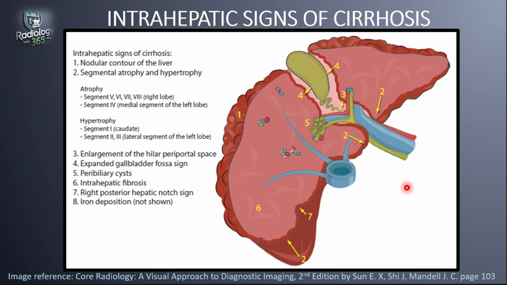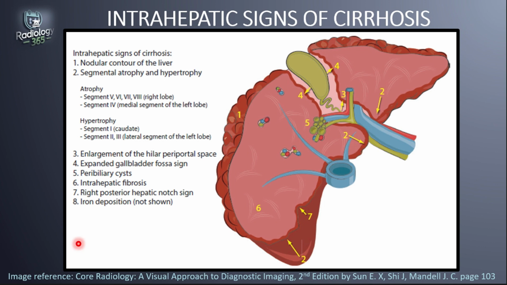So some of the intrahepatic signs of cirrhosis include the nodular surface or contour of the liver. Then you have some segmental atrophy and hypertrophy, especially with regards to the atrophy. You have segments 5, 6, 7, and 8, basically the right lobe undergoing atrophy, and then the left lobe, not the entire left lobe, specifically the lateral segments of the left lobe, segments 2 and 3, would hypertrophy, whilst the medial segment of the left lobe, segment 4, just like the right lobe, would also atrophy. Then we also have segment 1, the caudate lobe, also hypertrophying.